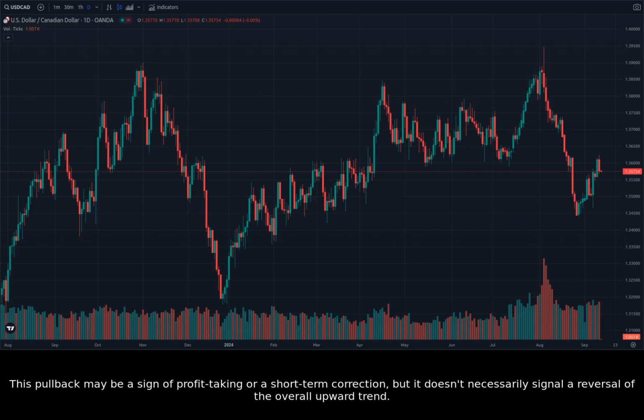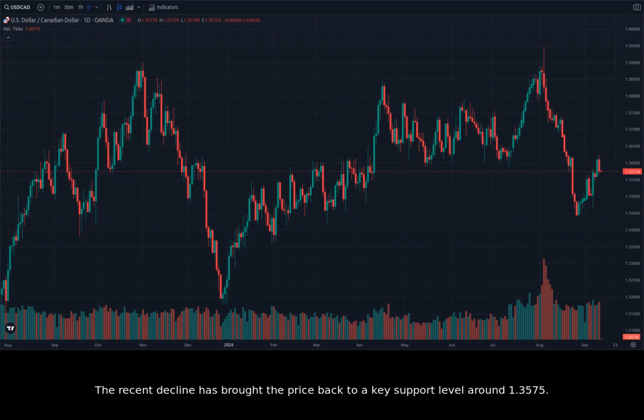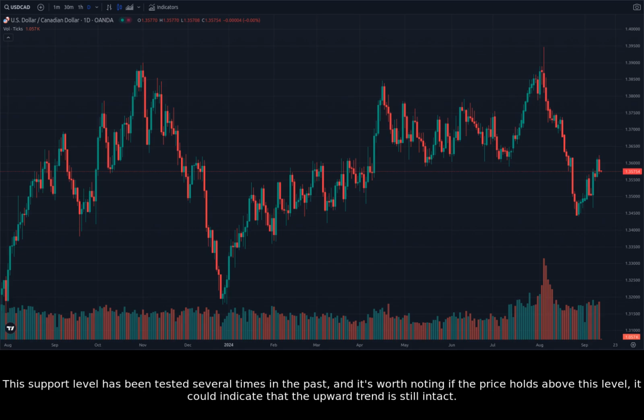This pullback may be a sign of profit-taking or a short-term correction, but it doesn't necessarily signal a reversal of the overall upward trend. The recent decline has brought the price back to a key support level around 1.3575. This support level has been tested several times in the past, and it's worth noting that if the price holds above this level, it could indicate that the upward trend is still intact.